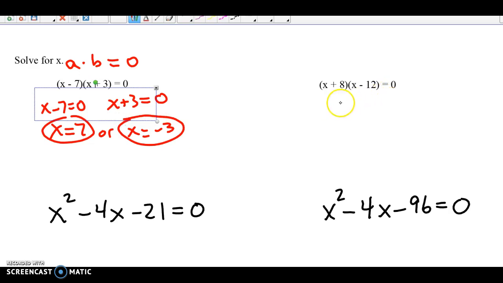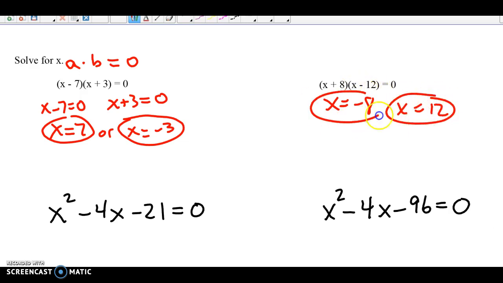Take a look over here on the right. And for these easy ones, I mean, these are easy ones because basically it has to be the additive inverse property says to get 0 here, x has to be negative 8. And to get 0 here, x has to be 12. So those are my two answers.